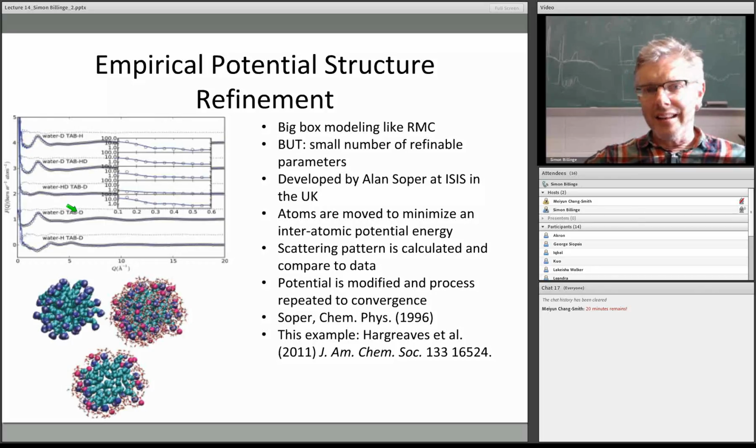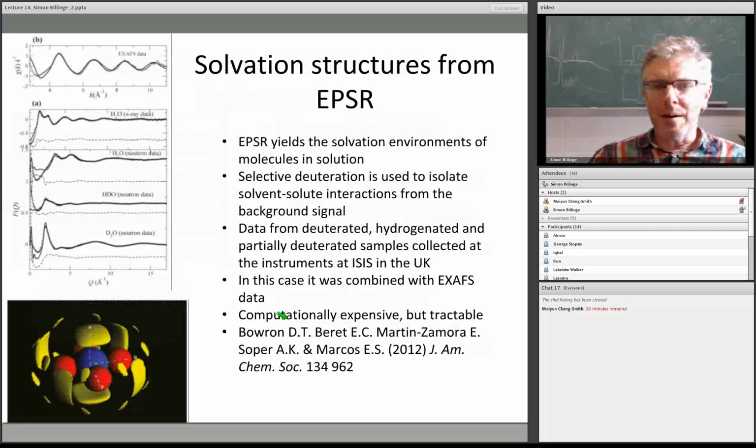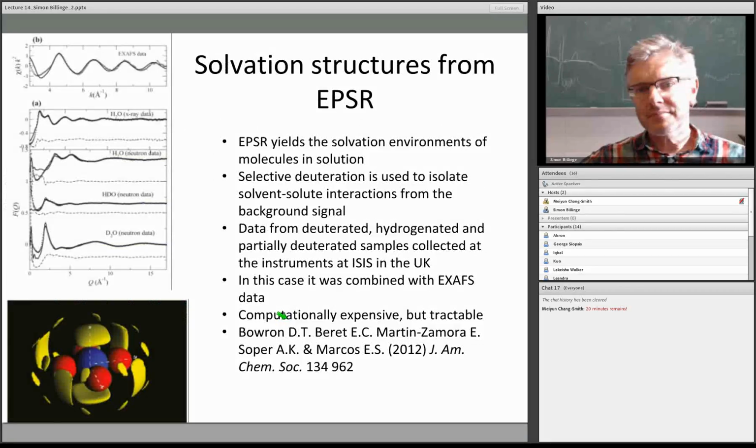And there are some very remarkable results. This was Alan Soper's development, and now it's being pioneered in the UK. And for soft materials, this is probably the method of choice. The experiments are quite arduous, I should let you know. But the kind of information you can get from this is you can have a solvated molecule and you can look at the solvation structure. So these yellow things are where the solvation atoms are around this molecule at the center.